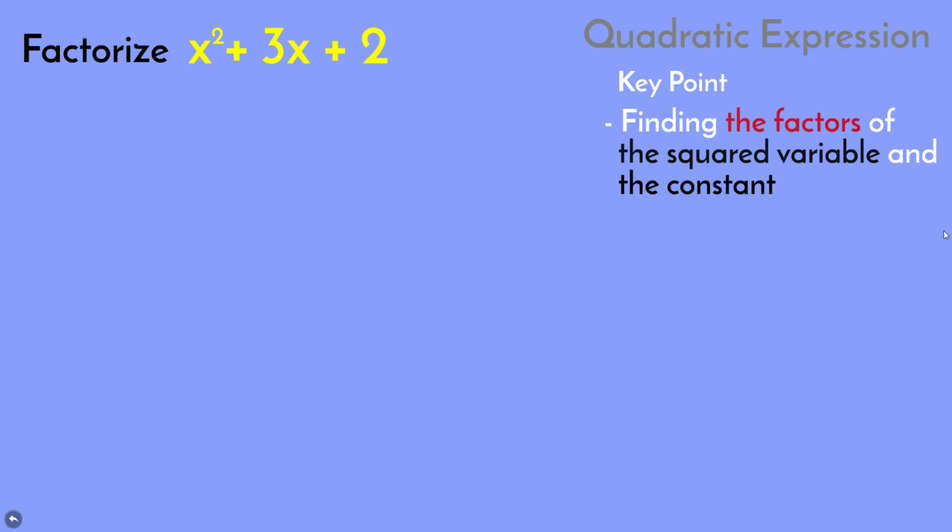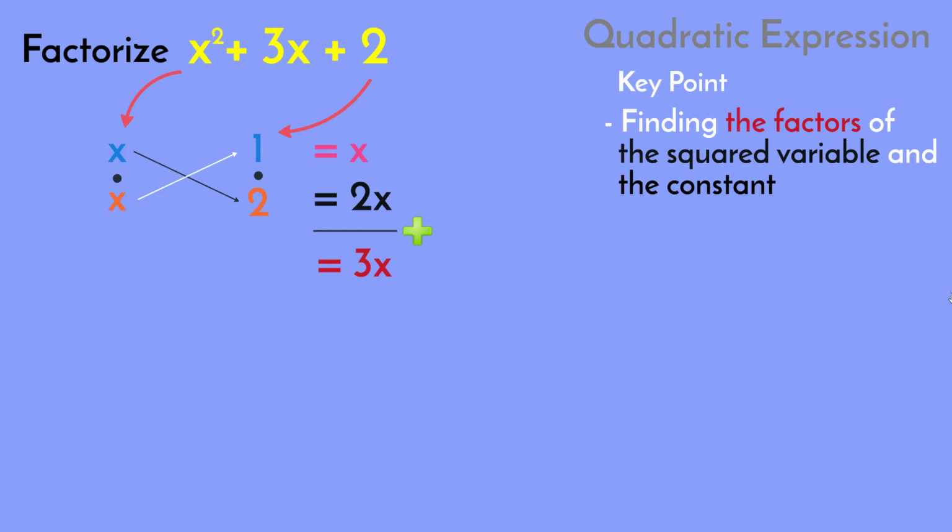First, break the term which has the square variable. Here we have x squared. If we break it apart, it is equal to x times x. Second, break the constant. Here we have 2. If we break it apart, it is equal to 1 times 2. The third step is to cross multiply them like this. x times 1 is equal to 1x, which is x. x times 2 is equal to 2x. Then you add the results.